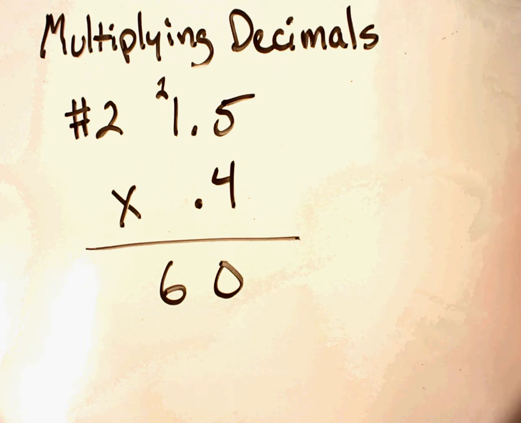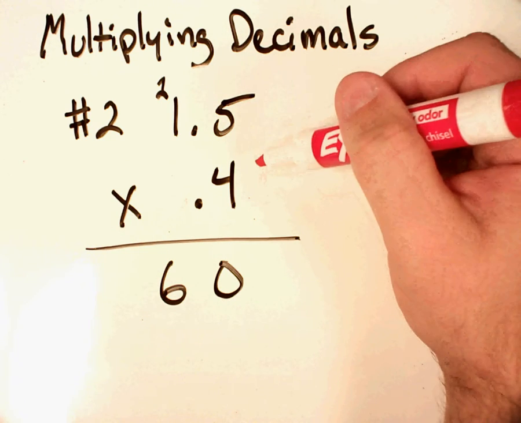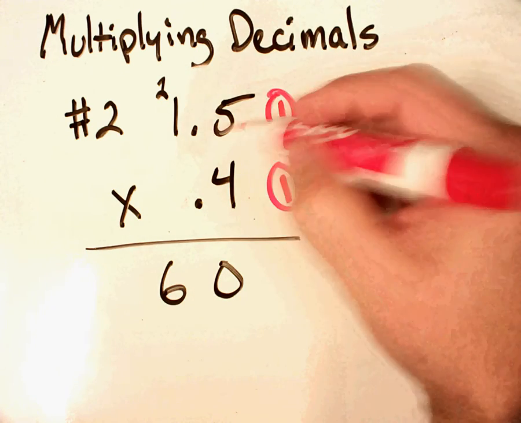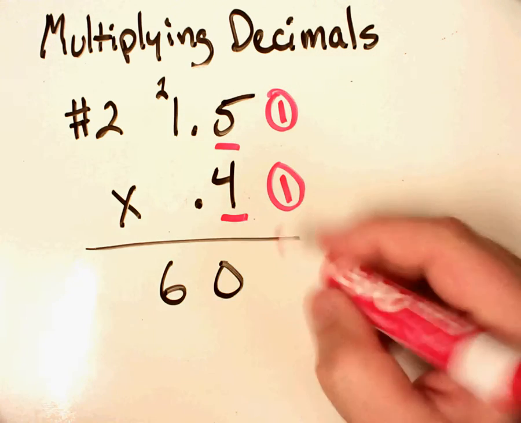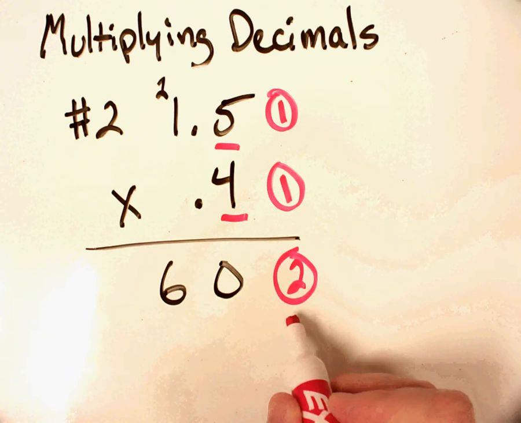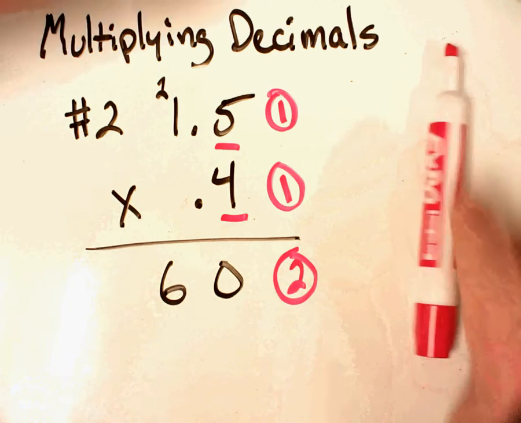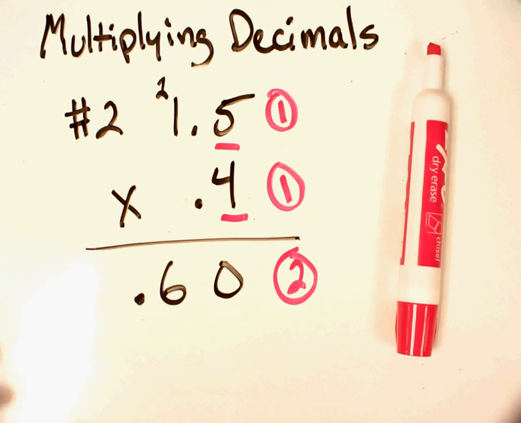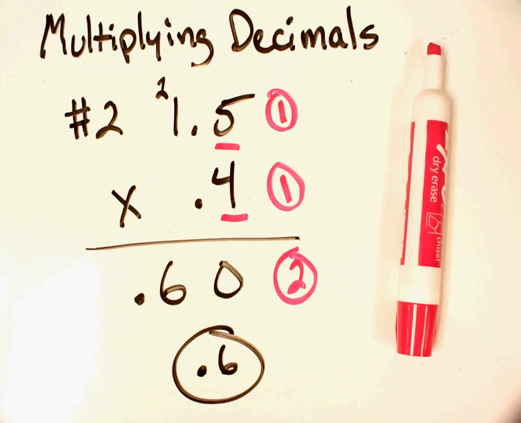All right, so now that I've done my multiplication, I have to look back and see how many numbers I multiplied by that had decimal places, which they both did. They each had one number to the right of the decimal. This digit here and this digit here. So I had a total of 2. So when I'm placing my decimal, I've got to place it so that there are 2 numbers to the right of my decimal. So my decimal is going to go right here in front of the 6. And so I get 6/10 as my answer.